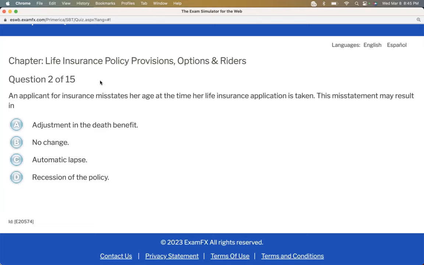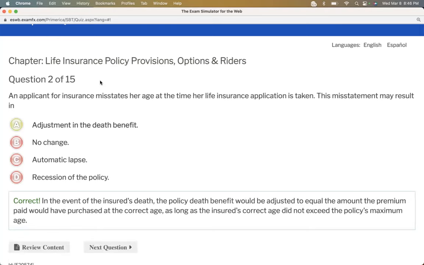An applicant for insurance misstates her age when her life insurance application is taken. The misstatement may result in... A. Yep. They'll still pay, but they're just going to adjust the death benefit to the correct age. Okay.